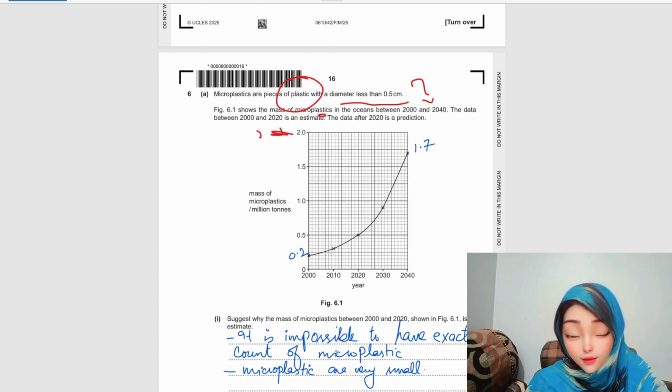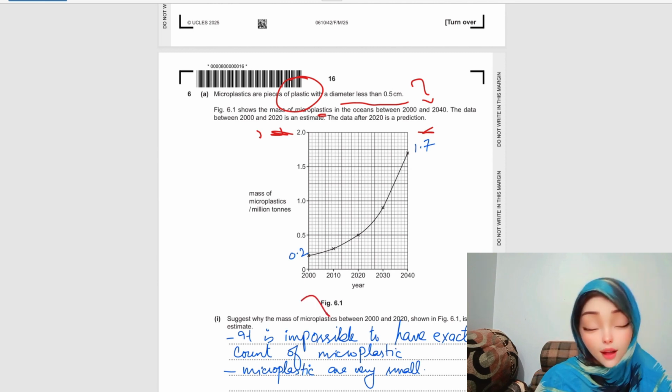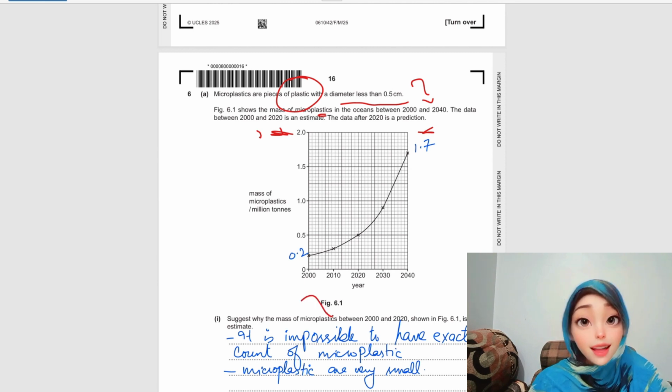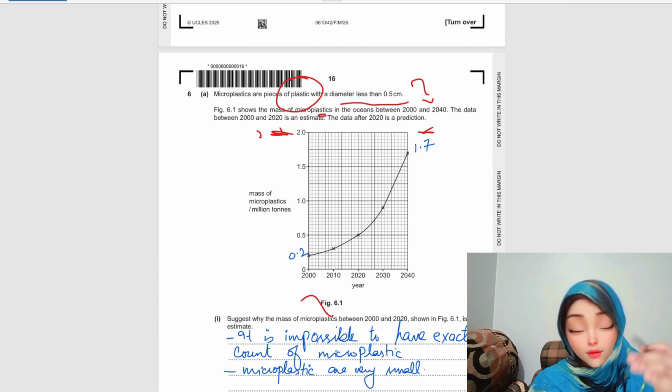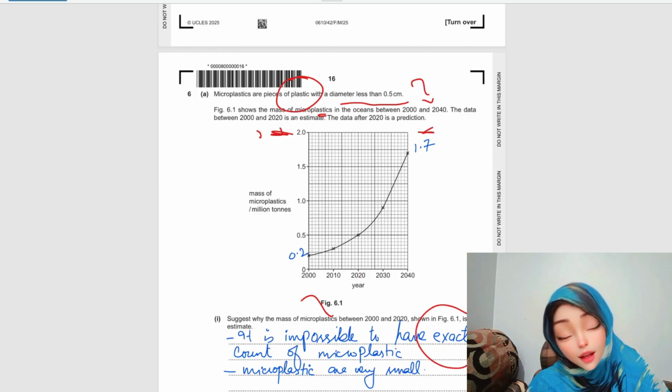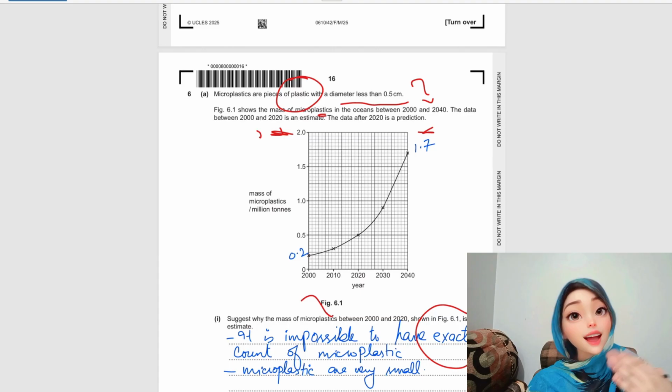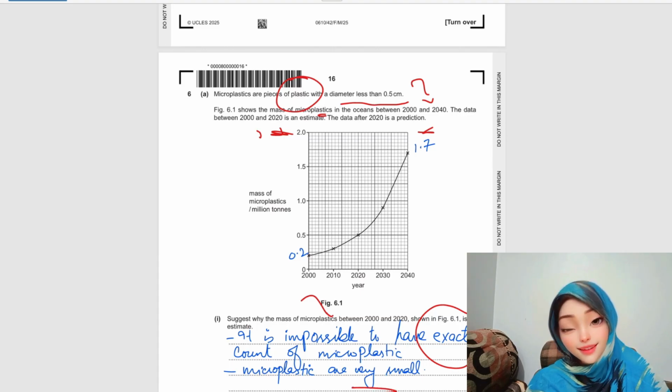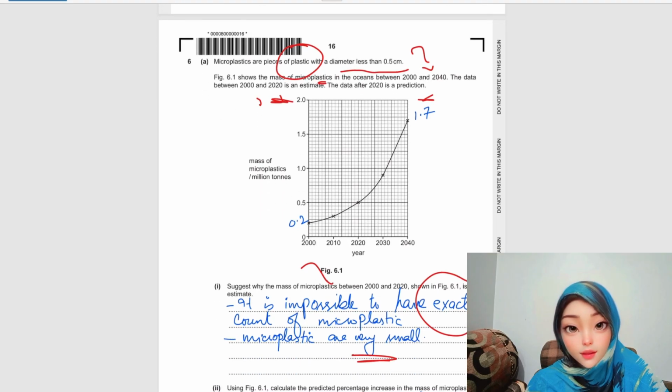So we need to suggest why the mass of microplastic between 2000 and 2020 is shown as an estimate. Because it is impossible to find out the exact count of the microplastic, because you know the microplastics are very small. Okay, again it's also so simple. Now here is the next question.